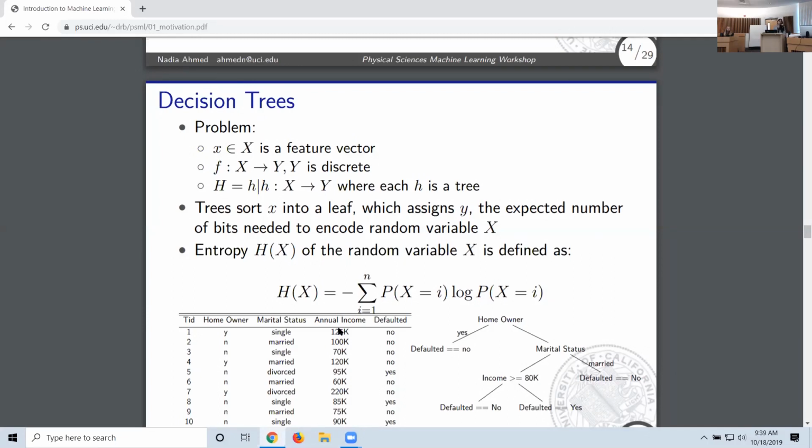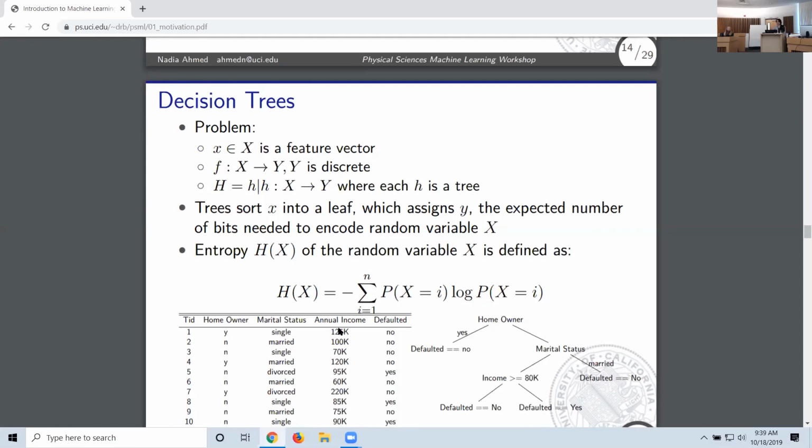Now, we can take this further and say, okay, I can now construct a tree from this. I could write a sequence of if-then-else statements and create what is known in artificial intelligence as a reflex agent. And I make certain assumptions when I do something like this.